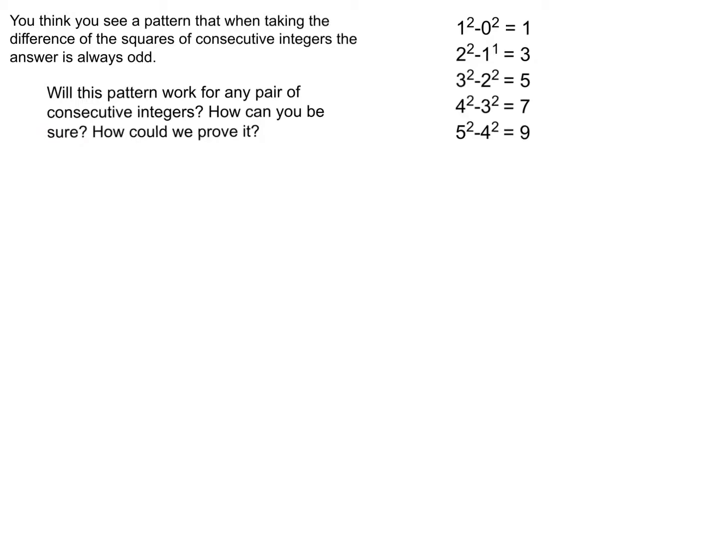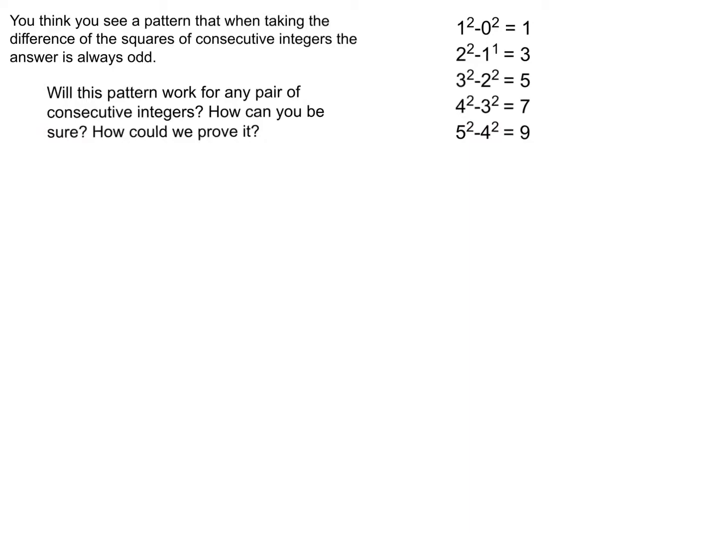Alright, so we're noticing a pattern here where when we have consecutive integers and then we take the difference of the squares of those integers, we notice that we're getting odd numbers every time. So the first 2 integers, 0 and 1, I square 1, I square 0, I subtract the 2, I get 1. Go down the list, and I keep noticing that when I do that, the answer that I get is odd. And I do that all the way until I get to 4 and 5, and then I wonder to myself, will this pattern work for any pair of consecutive integers?